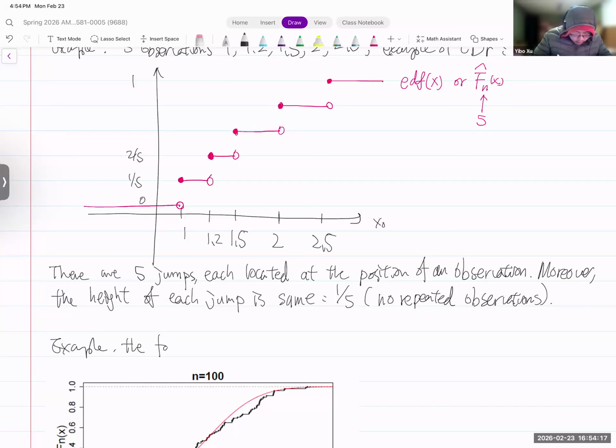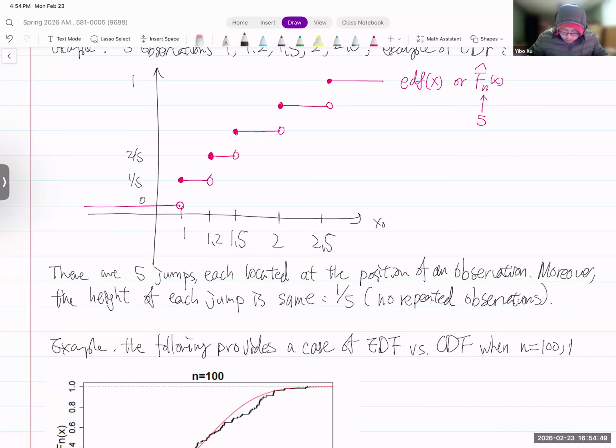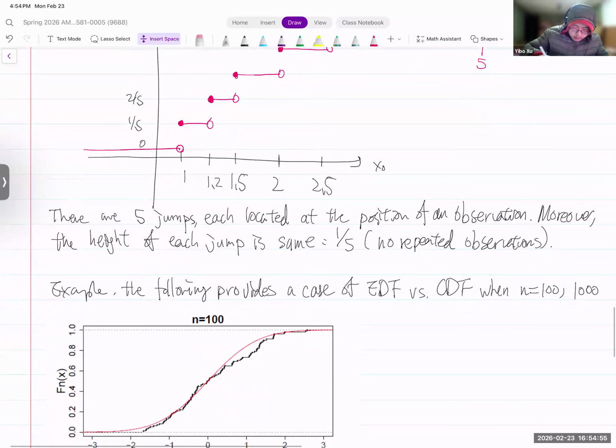The following provides a case of EDF versus CDF when n equals 100 or 1000 samples are generated. Okay.